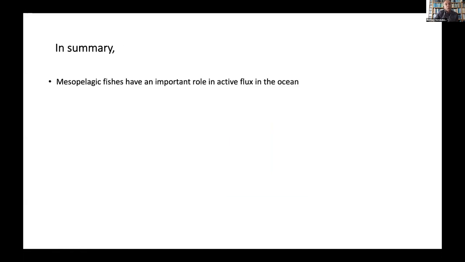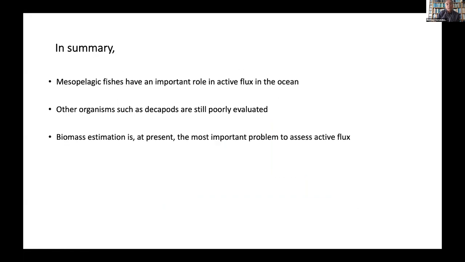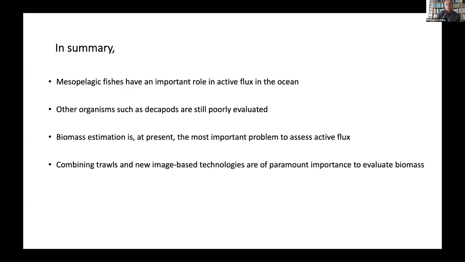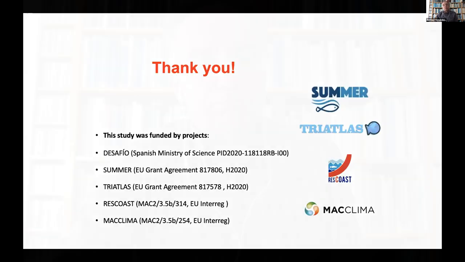So thank you. In summary, mesopelagic fish have an important role in active flux in the ocean. Other organisms such as decapods are still poorly evaluated. Biomass estimation is at present the most important problem to assess the active flux. And combining trawls and new image-based technologies are tools of paramount importance for this. So thank you very much.